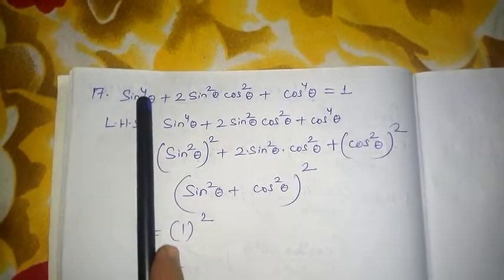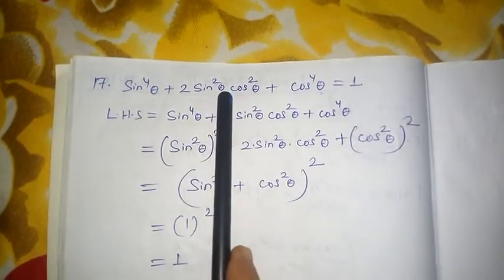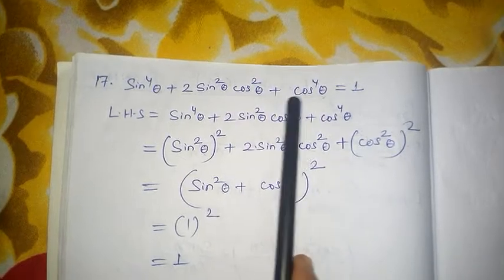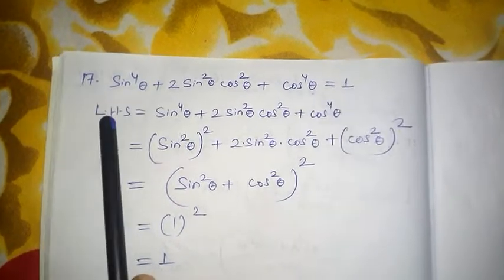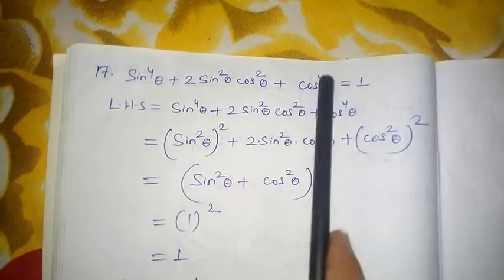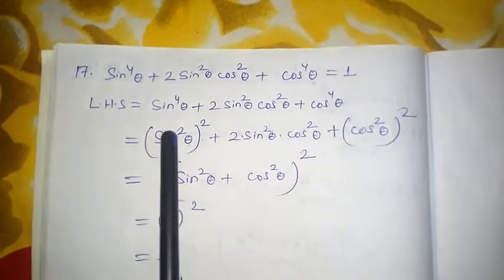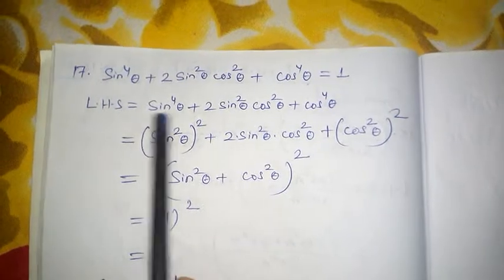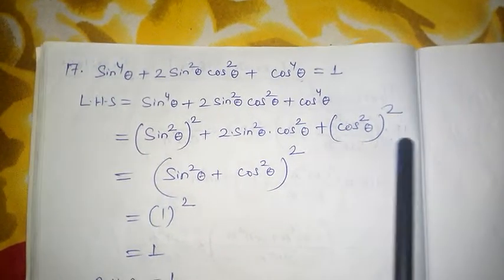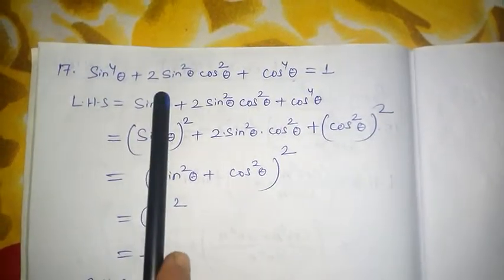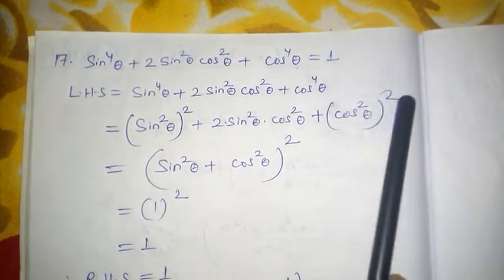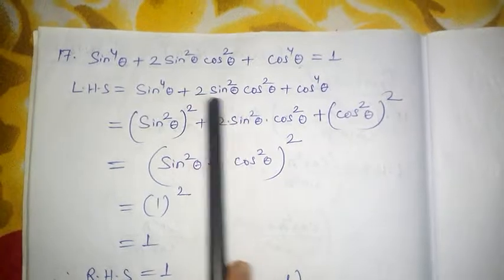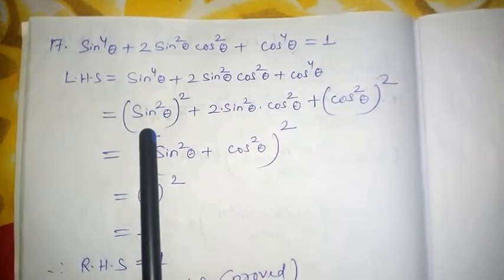Some more questions. Number 17: sin to the power 4 theta plus 2 sin square theta cos square theta plus cos to the power 4 theta equals 1. I wrote LHS the same, from here to here, and this is RHS. From here I made a formula. A formula is hiding, and I am exposing that formula here. Power 4, I wrote like this, 2 inside 2 outside. And this middle portion I wrote the same. Now you can see it's a formula.